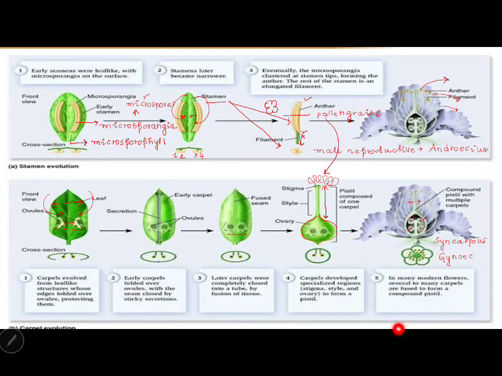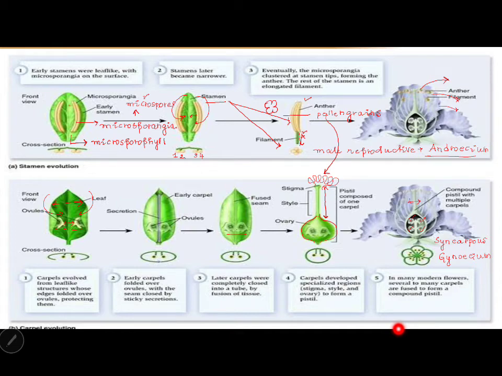When we read morphology also we read the same. What is the female reproductive part of a flower? Gynoecium. What are the units of gynoecium? Carpels. What does carpel have? Stigma, style, ovary. What is ovary? The place where we have ovules. What are ovules? Megasporangium.